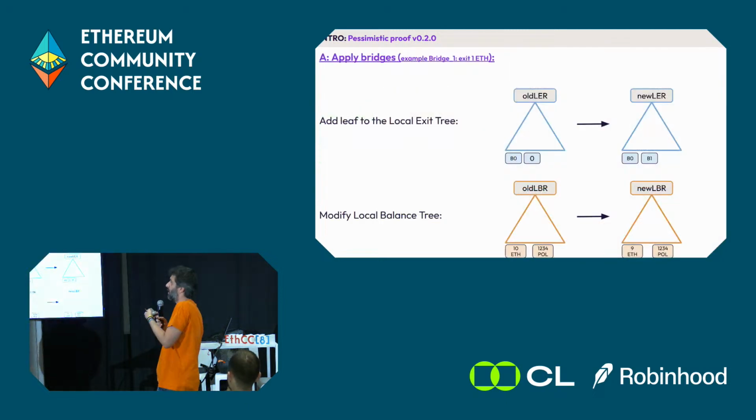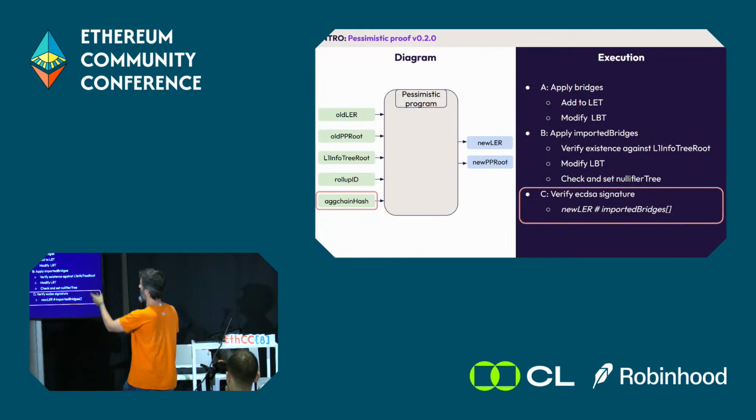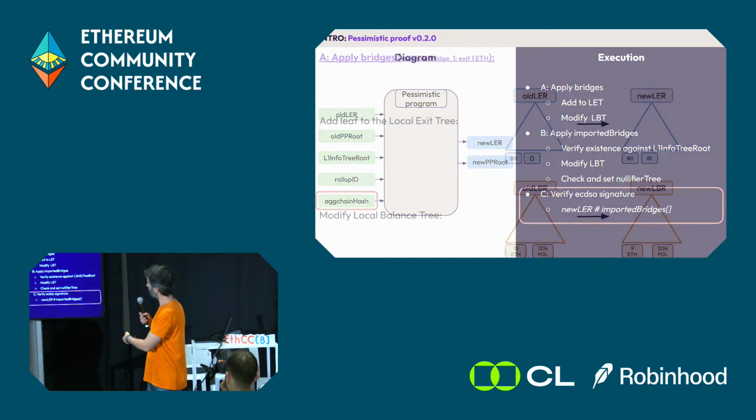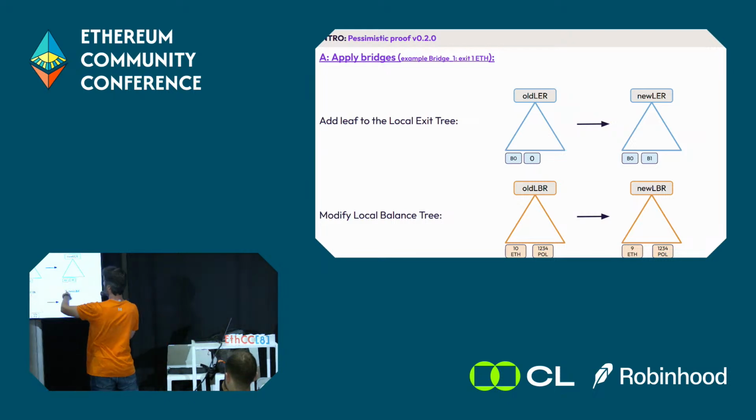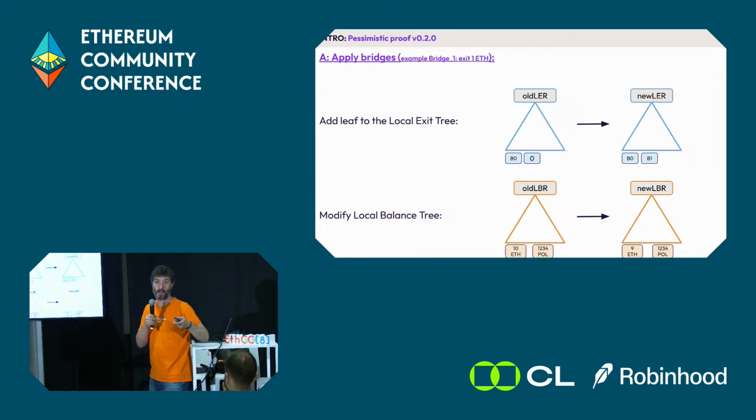Well, I would say this is quite straightforward, but on the circuit there are three different stages. We apply the bridges, we apply the imported bridges, and then we verify an ECDSA signature. This will be very important in the upcoming version. When we apply the bridges, what we are doing is moving forward on the pessimistic state transition. Every time that we apply a bridge, as I mentioned before, we are adding one leaf to the local exit tree. And at the same time, every time that we apply a bridge, it means that we are subtracting some value from the local balance tree.